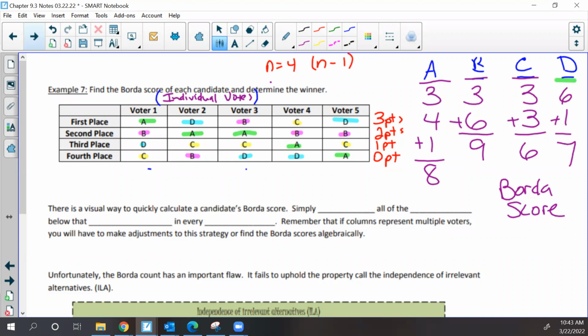So who's got the most votes? Who's got the most points? Candidate B does. So candidate B is our winner. So B wins.